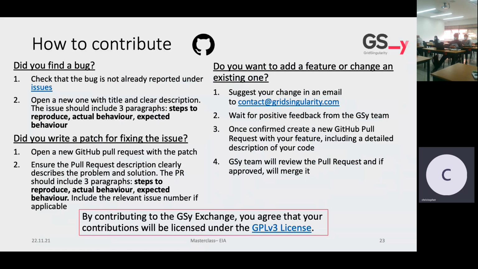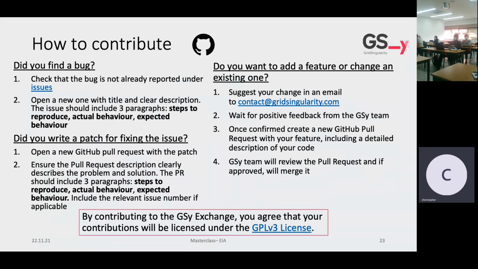The other way to contribute is if you want to add a new feature or change an existing one. So for instance, if you want to add a new asset type, like electrical vehicles, heat pumps, or a new clearing mechanism, you can submit your changes to us through an email. We will then review if it's possible to integrate those in our software. And once you get positive feedback from us, you can create a new pull request with your code, including a clear description of your feature. And at the end, our developers will review your pull request. And if they approve it, they will merge it to the online master version of our repository.